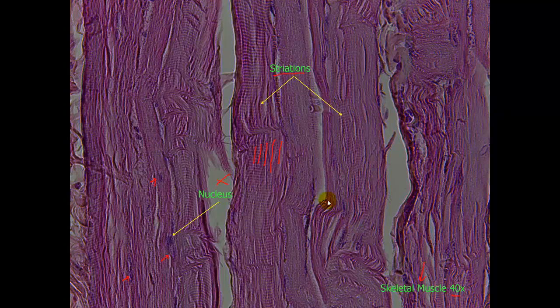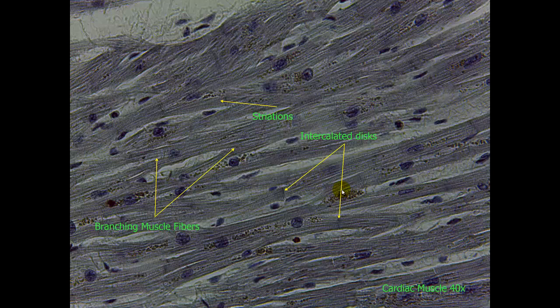Take and compare skeletal muscle to cardiac muscle. The two can be easily confused because you see striations within cardiac muscle as well. However, the way to tell the difference is the more prominent nuclei that you see here. There are branching muscle fibers and the intercalated discs, which act as gap junctions that allow the signal to pass from one cell to the next.